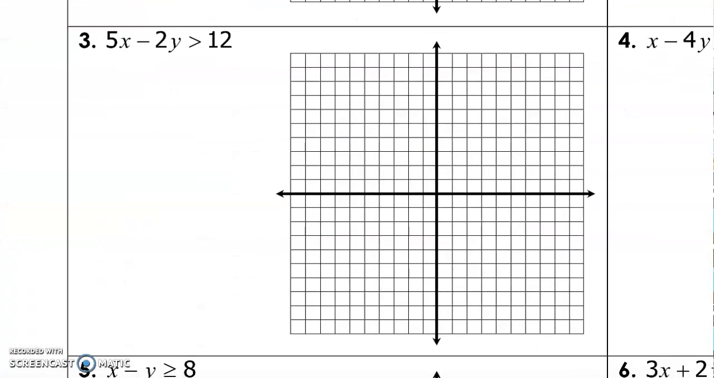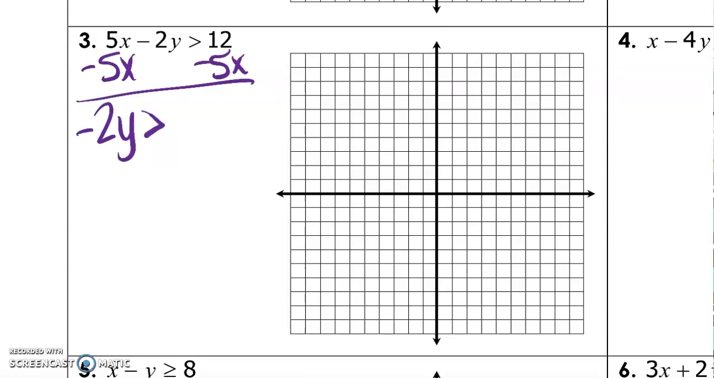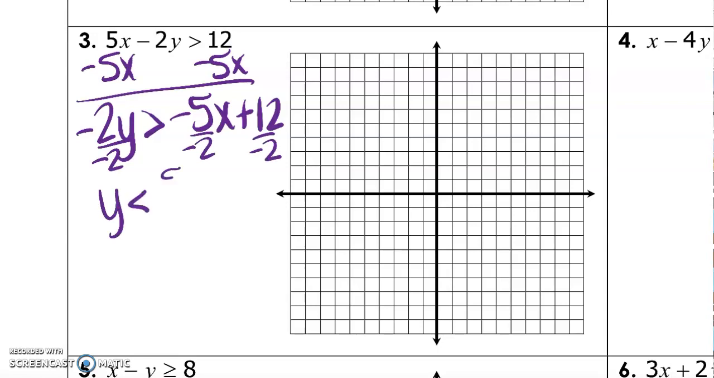Number 3, first I need to solve, so subtract 5x from both sides. Negative 2y is greater than negative 5x plus 12. Again, you want to write your x term first so it's in slope-intercept form. Divide by negative 2. y is less than 5/2 x minus 6. We needed to flip the sign because we divided by a negative 2.